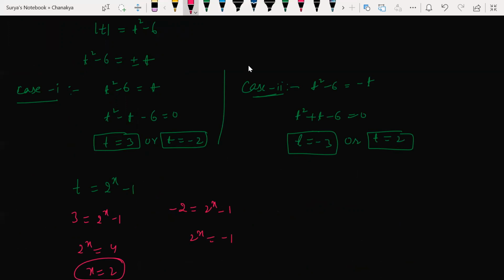How come it is possible? Look at it, t value can't be minus 2. Why? Because 2 to the power of x. See guys, 2 to the power of something cannot be negative. Understood my point? 2 to the power of something cannot be negative. It never gives negative. So it is not possible.